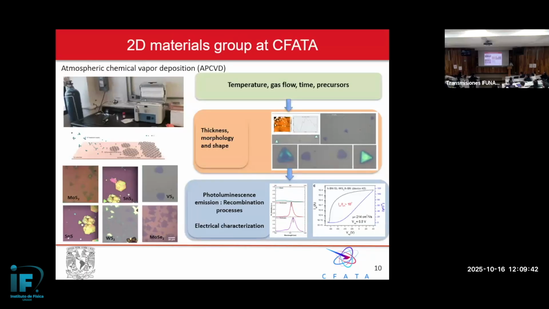Basically what we do is grow our own crystals, so we can grow different kinds of systems like molybdenum disulfide, tin disulfide, vanadium disulfide, molybdenum diselenide, and so on, right? We determine the conditions to grow these materials, and then of course we play with them, we stack them on each other, we grow vertical and lateral heterostructures, and we study the recombination processes of the systems.